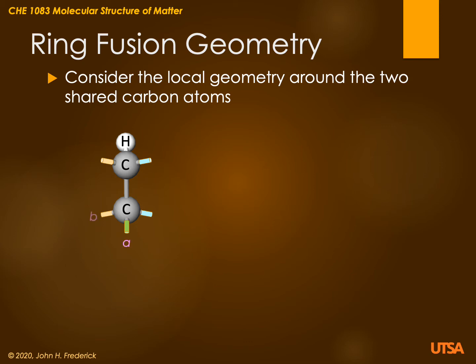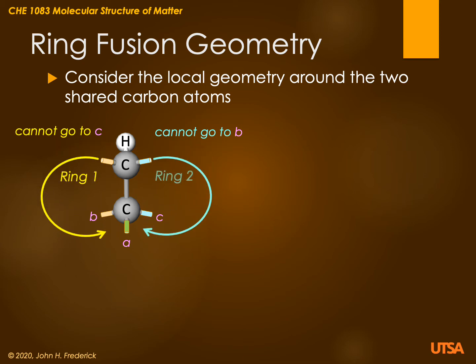Now I'm going to label the 3 positions on the bottom carbon A, B, and C, and when I do this, I'll note that the left-hand side, the yellow side, cannot connect to C, and the right-hand side cannot connect to B because those are on the opposite sides of the molecule. It'd be very difficult to swing a ring around and connect up over there. So when I go from the left-hand side to form ring 1, I can connect it up to either position A or to position B. When I do the same for the right-hand side to form ring 2, I can connect that side to either A or C.